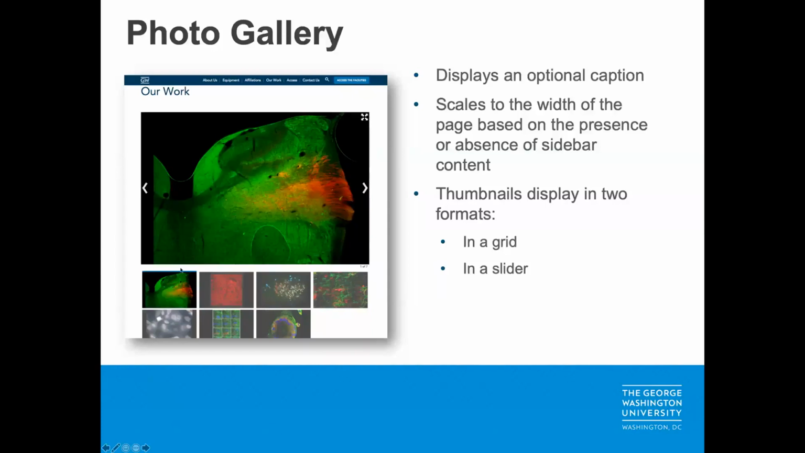For the thumbnails, you have the option of displaying them as a grid, so you can see the grid down here. And then there's also the option to display it in a slider. In that case, instead of seeing all of the thumbnails, you would just see a single row, and that row would then have arrows to the right and left for the user to slide through to see the additional images. So that's pretty much how the photo gallery works.